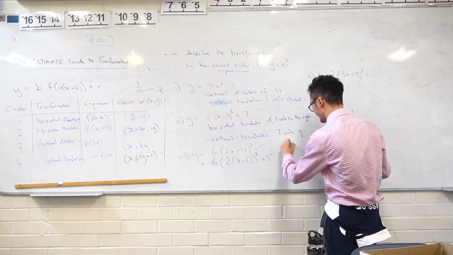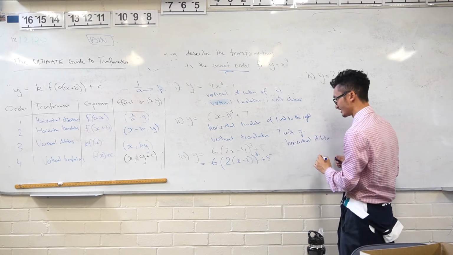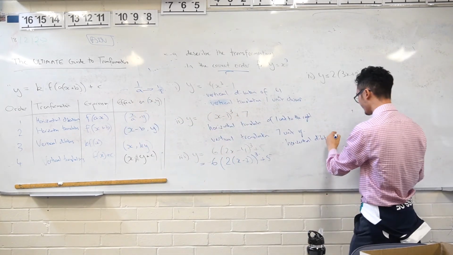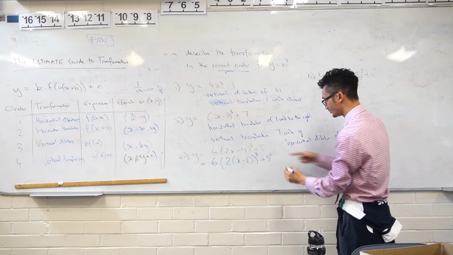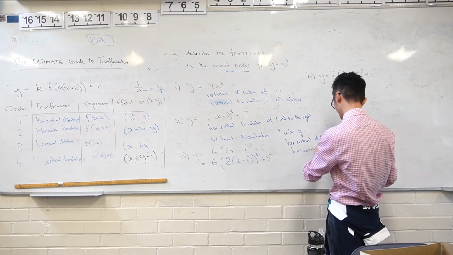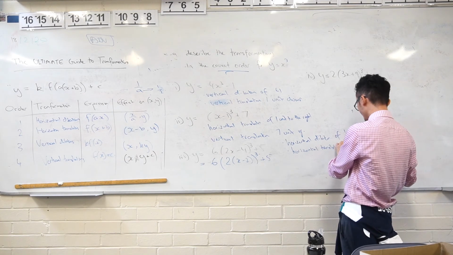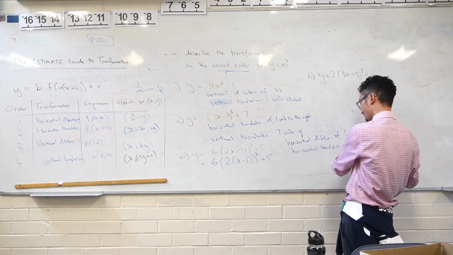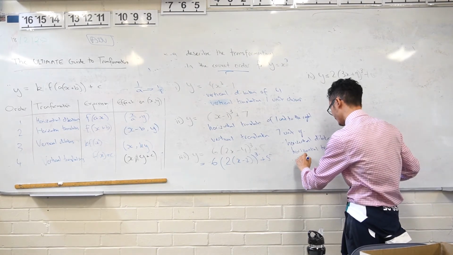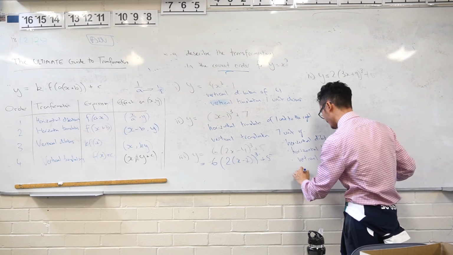It's a horizontal dilation. Sorry, I don't know if I said scale factor. It's been multiplied by 2, but that's a scale factor of, remember, 1 on a. So it should be half. And then it's a horizontal translation, again with the negative, so that's 2 units to the right. And then a vertical dilation of 6. And shifting up 5 units.